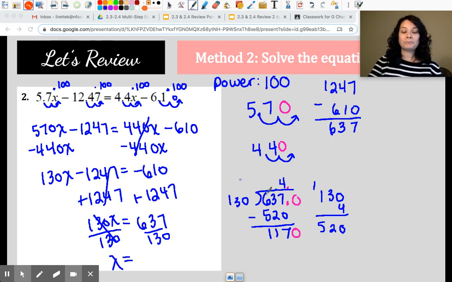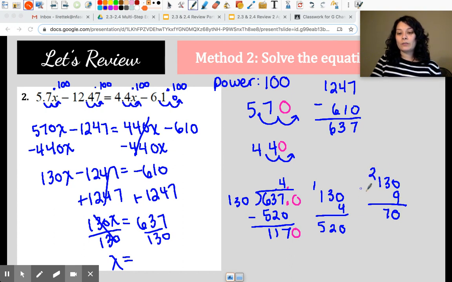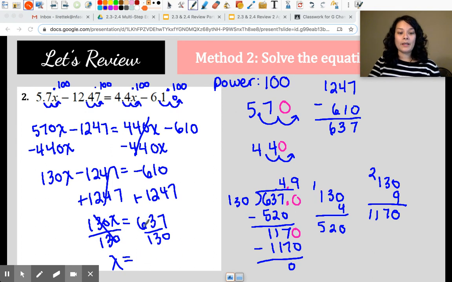So again, I know that if I sat and did a guess and check, a couple times, I would arrive to the fact that if I multiply with 9, 9 times 1 gives me 9, plus the 2 gives me 11, I should get the correct product. So I'm going to put my 9 in my quotient, multiply, difference is 0, so that's my answer. And again, it should be a positive 4.9 because my signs were the same when I divided.